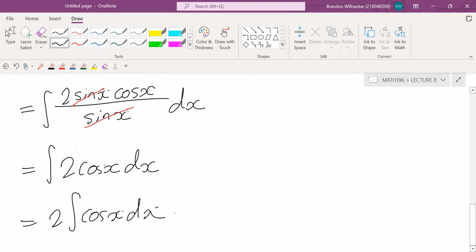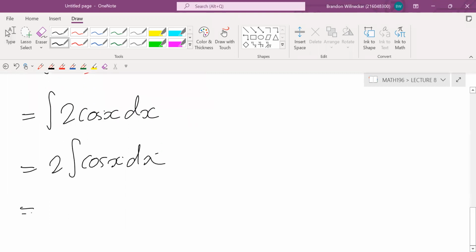Now we need to find the antiderivative of cos. That's going to be sine, because remember, the derivative of sine gives you cosine. So the antiderivative of cosine will then be sine. So this is going to be 2 sine x. And don't forget your plus c.